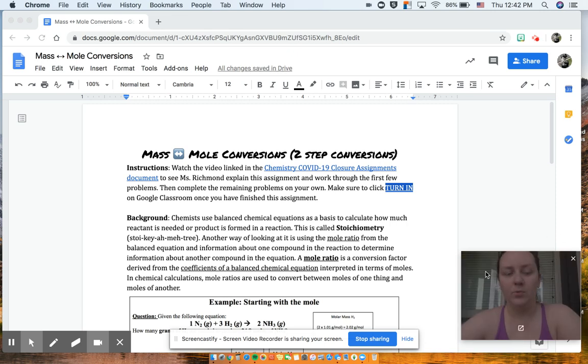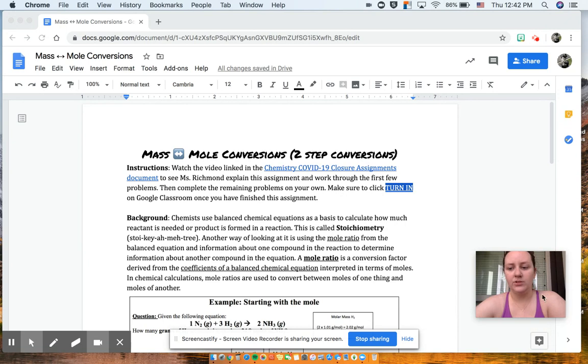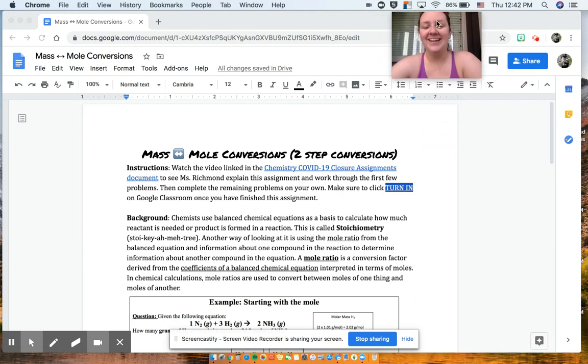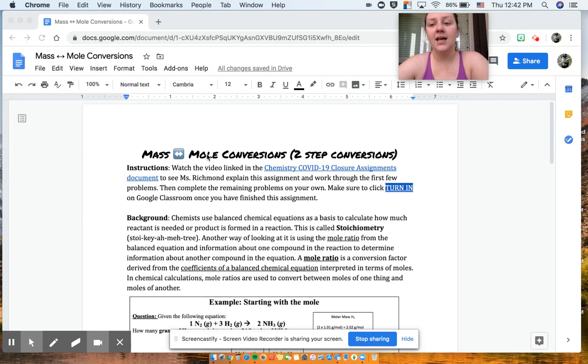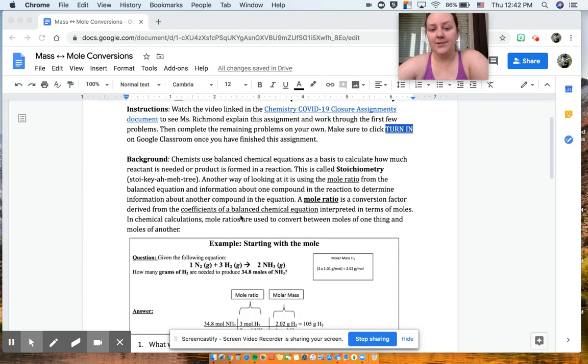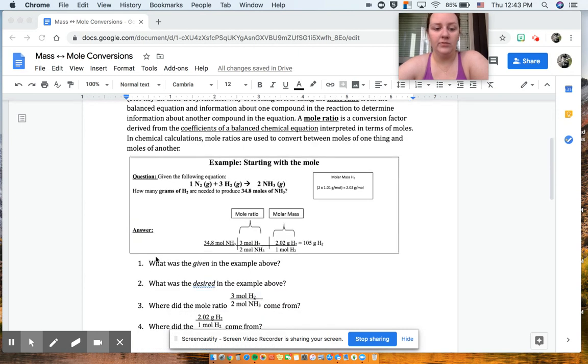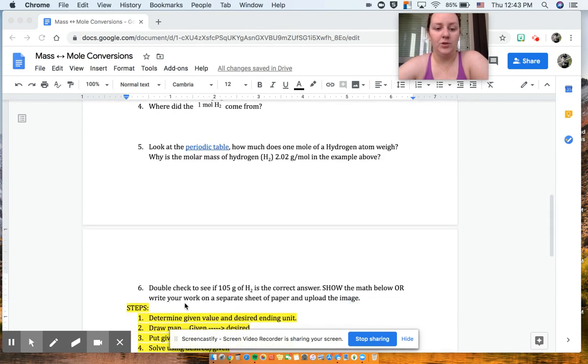I'm doing the week 7 mass to mole conversions, the two-step conversions. I'm just going to do a couple problems from here. In virtual classroom, if you were there, we went over questions 1 through 6.